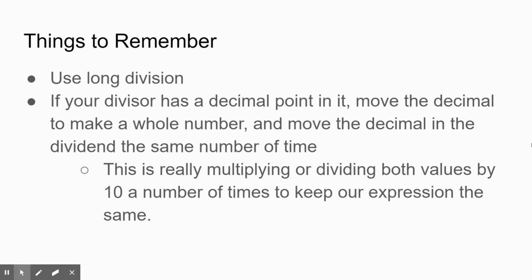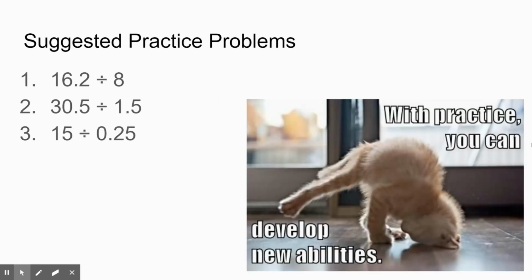The other part is, if your divisor has a decimal point in it, it's some sort of non-whole value, move the decimal point so that you can make it a whole number. You then have to move the decimal in your dividend the same number of times. The reason we can do this is because we're really multiplying or dividing both values by 10 some number of times, depending on how far you need to move it, and that keeps our expressions the same, or equivalent at least.